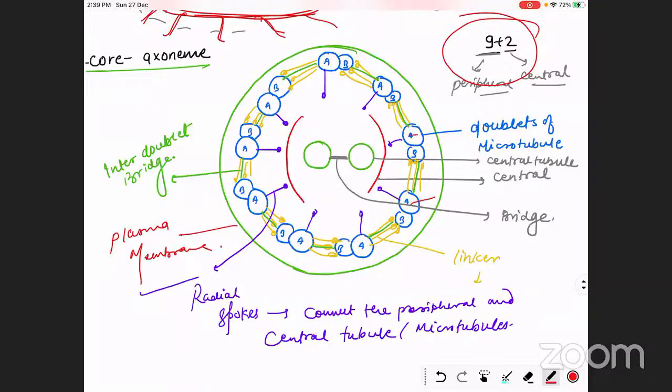So there are 9 peripheral doublets, and 2 central microtubules covered by the central sheath. Central and peripheral microtubules are connected by the radial spokes. Doublets are connected by the AB linkers and the interdoublet bridge. And central microtubules are connected by the central bridge. This is the structure of microtubules.